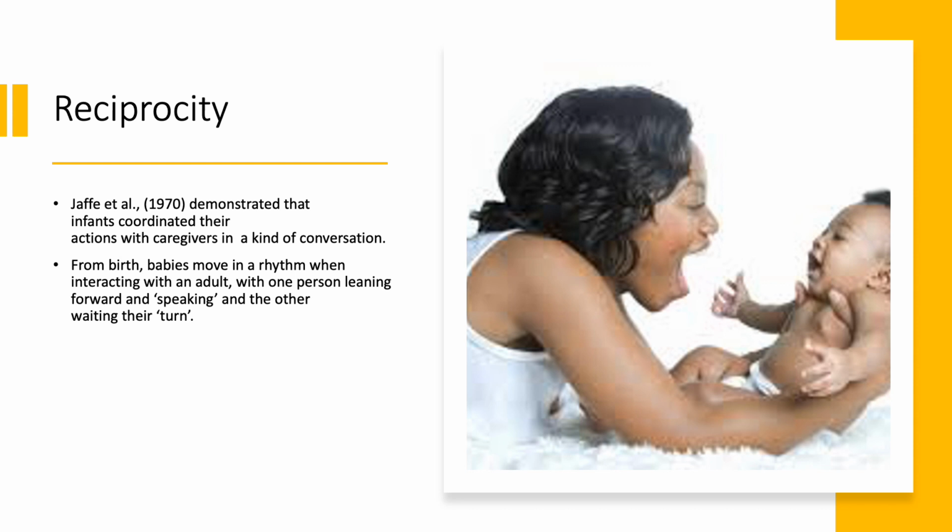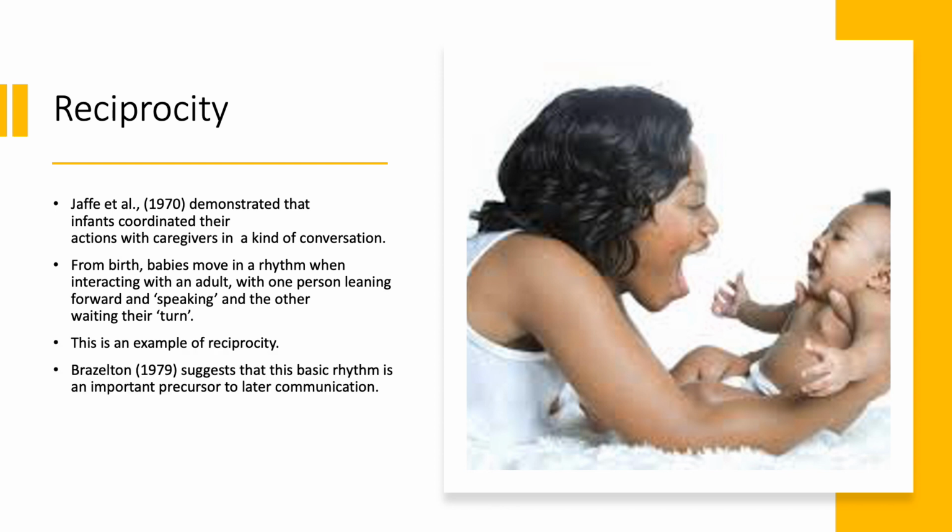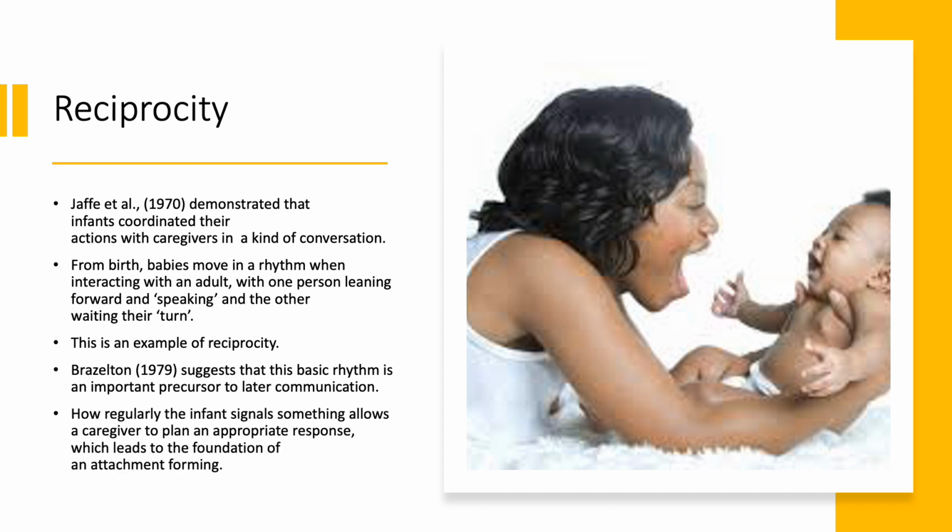So one person leans forward and speaks, in quotation marks, because it's not always speaking, and the other person then waits their turn. And it's this interaction between them. This is what reciprocity is. So Brazelton investigated this as well, and he suggested that this basic rhythm is an important precursor to later communication. So we can basically predict how a baby will communicate in future based on how they are as a baby. How regularly the infant signals something allows a caregiver to plan an appropriate response, which leads to the foundation of an attachment forming.